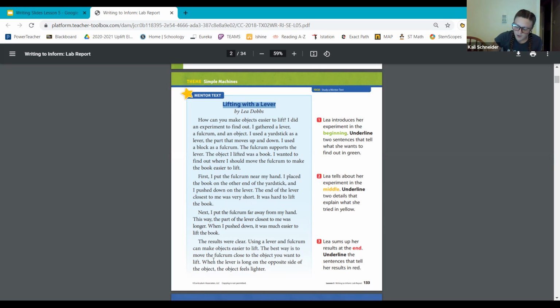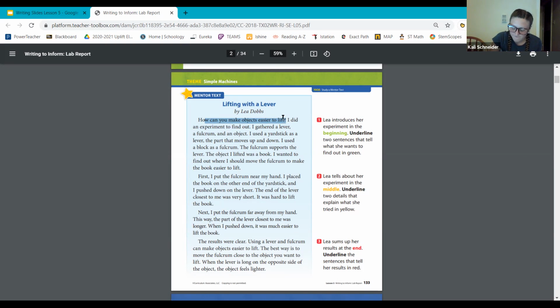So let's go ahead. What's her experiment? Let's just state what it was. Right here in the beginning, she states, how can you make objects easier to lift, right? She's doing an experiment to learn how to make objects easier to lift.